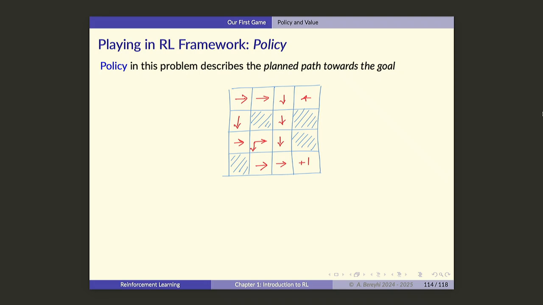So for instance, you would say, okay, if I am at this particular cell, I'm going to move here. Then you could say that pi of the direction that you take, given the state 0, is only right. So only right happens with probability 1. Anything else happens with probability 0.